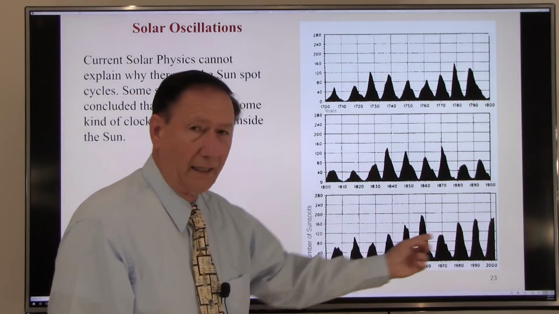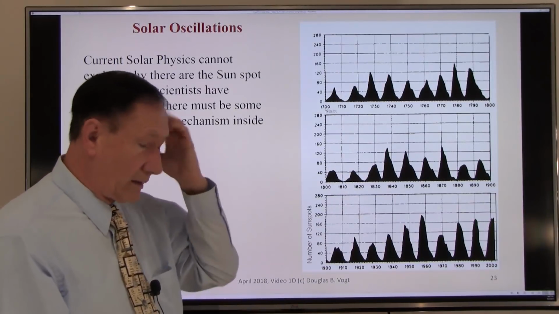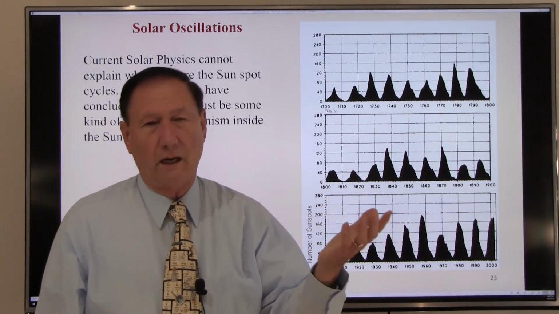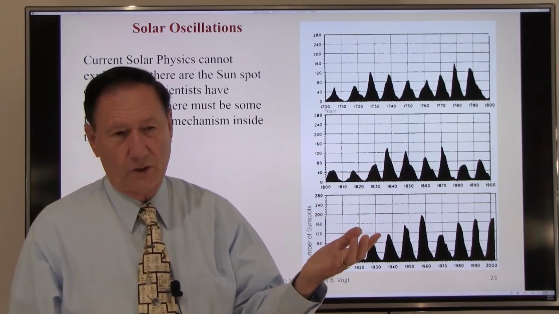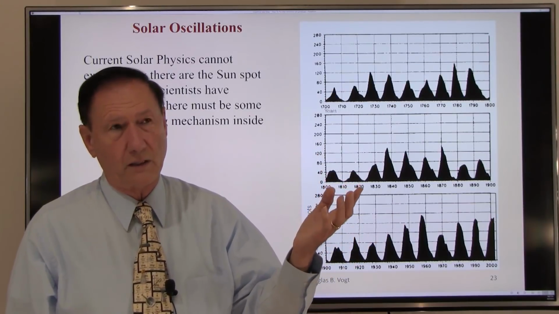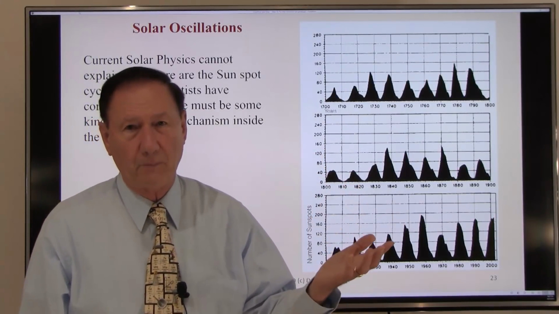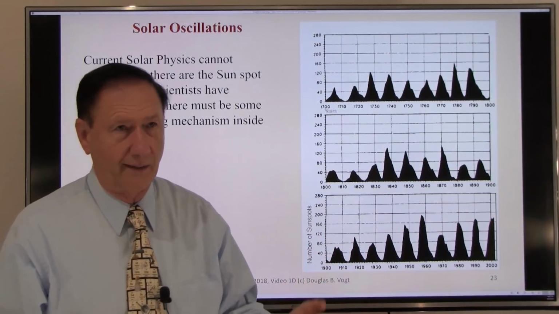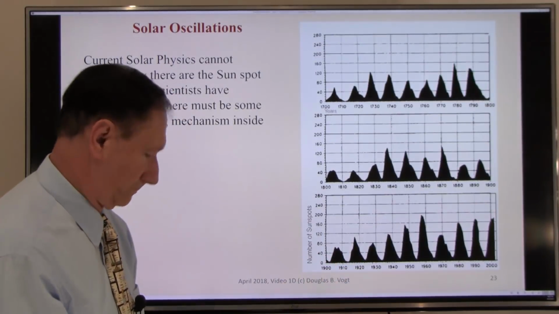They can't explain this. There's obviously, one scientist, a solar physicist, even said it in his journal: there must be some kind of clocking mechanism in the center of the sun. You might think so.